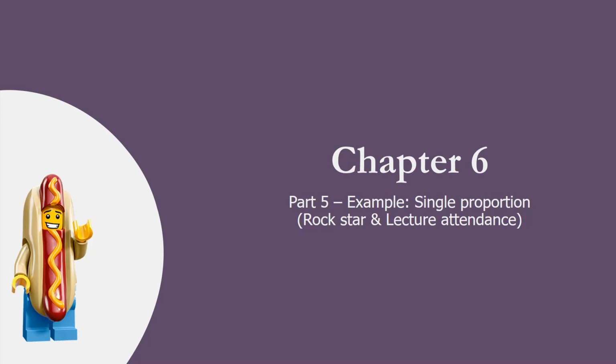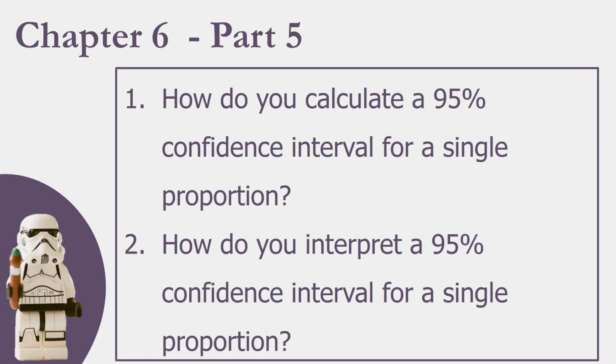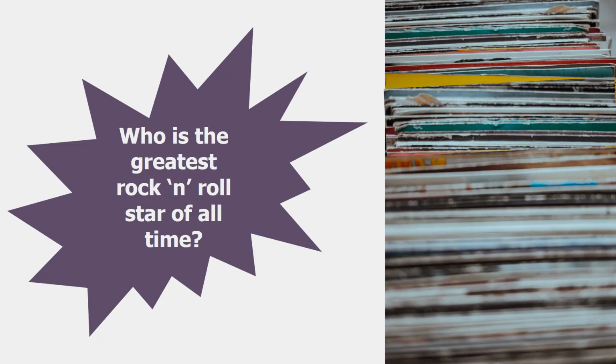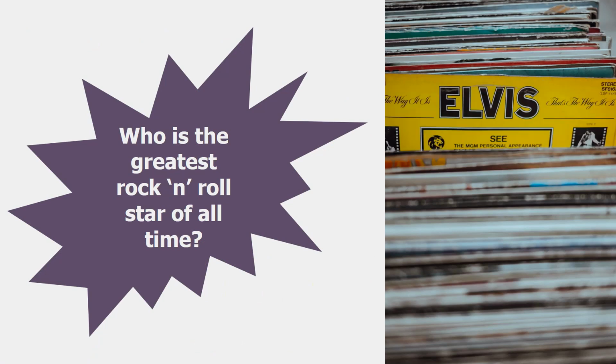Okay, our next example, we're going to calculate a t-standard error confidence interval again, this time on a single proportion. This example is based on data from a survey done in 2002. The survey was asking American adults who they thought was the greatest rock star of all time. And coming out in the lead by quite a long way was Elvis Presley.